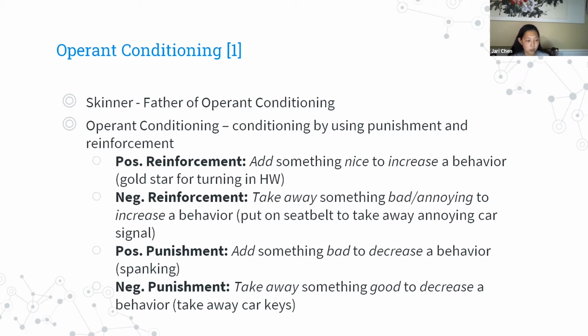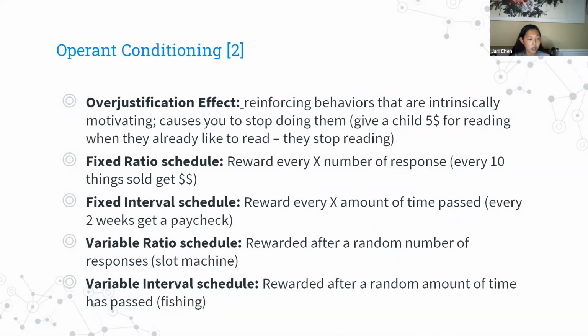It's pretty simple afterwards. What I find interesting about operant conditioning is the overjustification effect. This is basically when you're reinforcing something that somebody already intrinsically wanted to do, and that causes them to stop doing it. The example is if your child likes reading, and you give them $5 for reading, then they'll stop reading on their own because they'll be expecting $5. That's just something interesting. I don't think it's that important for AP, but it's just a cool fact.